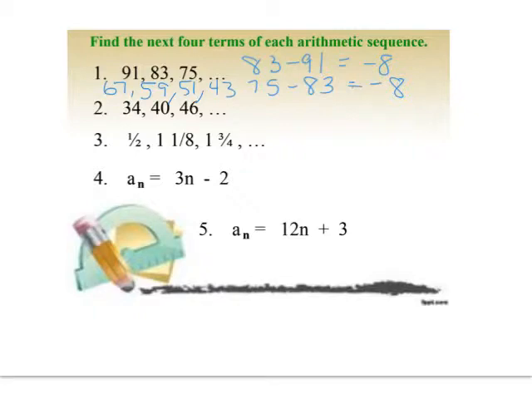And looking at the next example, 34, 40, 46, I can look at that really quickly and know that those numbers are increasing by 6. So the next four terms, I'm just going to find by adding 6. So 46 plus 6 is 52, plus 6 is 58, plus 6 is 64, plus 6 is 70.